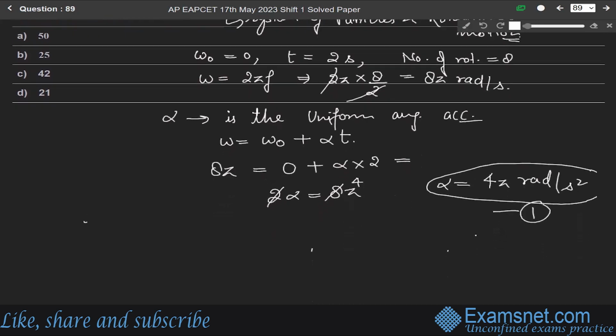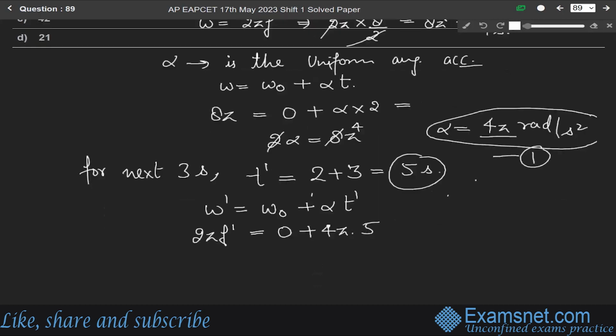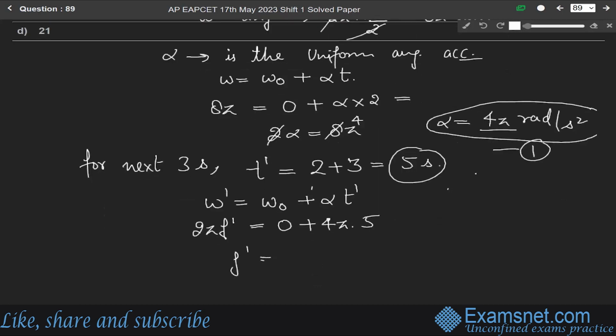Okay, now for the next 3 seconds, because it is asking for the next 3 seconds, let us say t dash. So the time will become the first 2 seconds plus the next 3 seconds, which means 5 seconds. So omega dash will be equal to omega naught plus alpha into t dash. Here omega dash is 2 pi into f dash, equals omega naught, which is 0, plus alpha into t dash. Alpha is 4 pi, and t dash is 5 seconds. So from here f dash will be equal to 10 rotations per second.